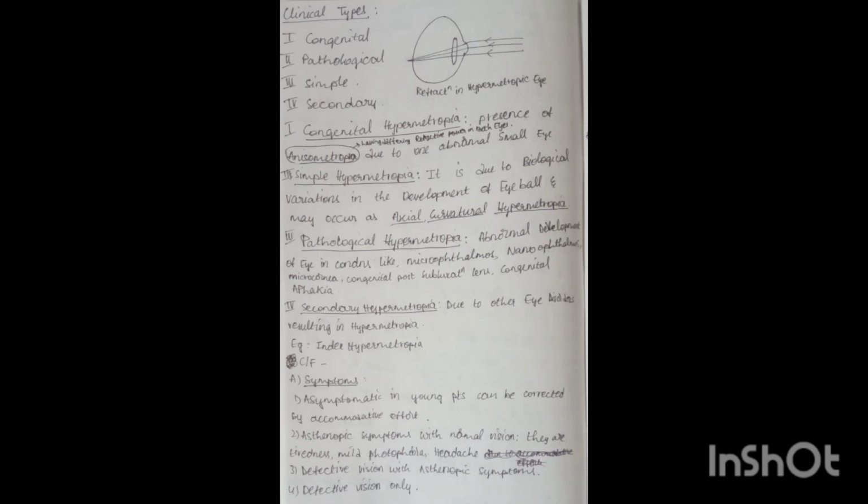Asthenopic symptoms with normal vision: they are tiredness, mild photophobia, headache. Defective vision with asthenopic symptoms. Defective vision only. These are all symptoms. Let us see the signs. The symptoms are nothing but what we say to the doctor. The signs are what the doctor sees in us.